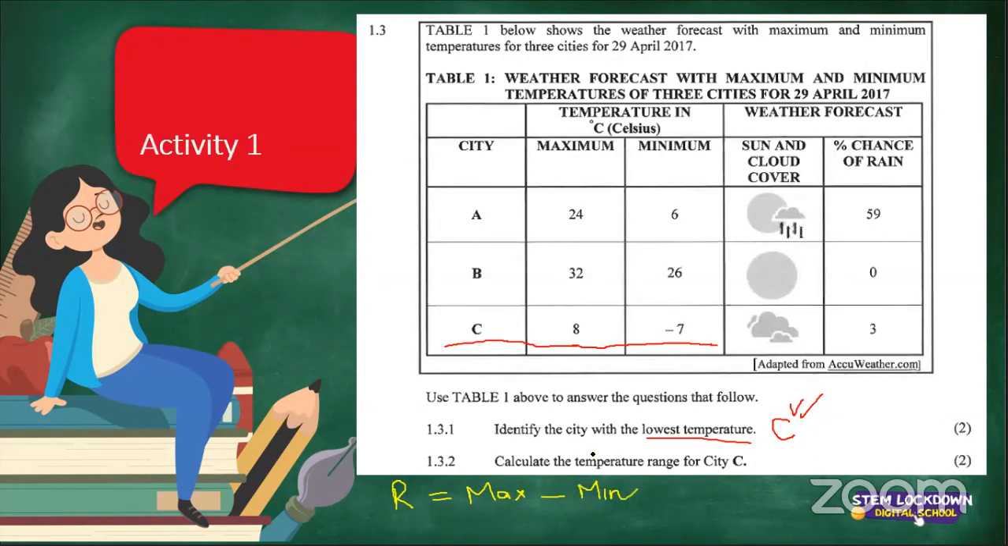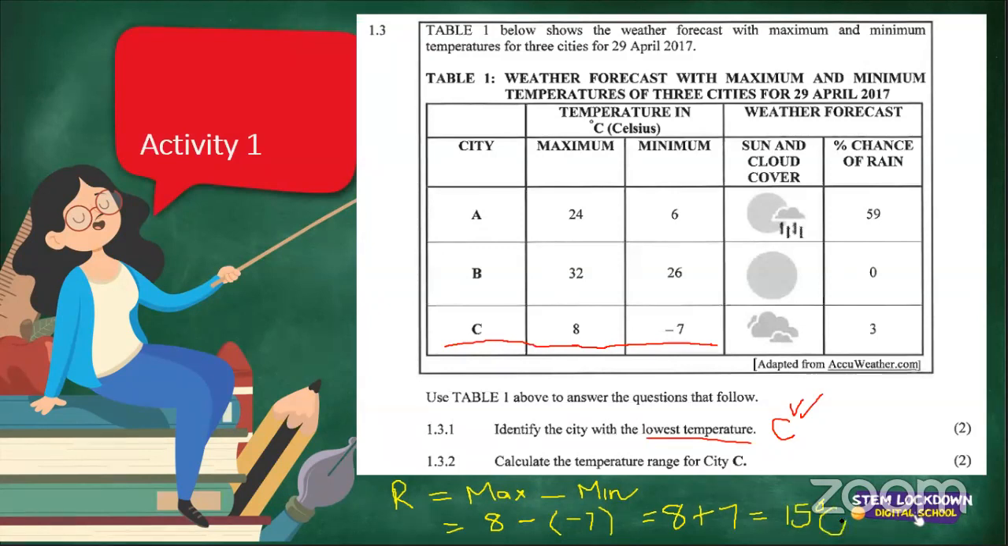So in this case, for city C, the maximum is 8. So it would be 8, subtract, and then in brackets, because the minimum is negative, -7. A negative times a negative is a positive, so it will be +7. And then 8 plus 7 is 15. And degrees. Don't forget your units, learners, degrees Celsius.